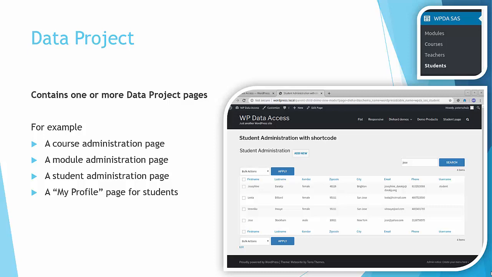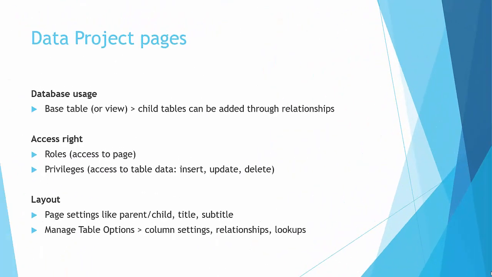Keep in mind that if you want to show your pages on your website, then you have to use a shortcode for every page. Now, a page has some items, and one of the most important, I guess, is the base table item. So let's say if you create a student administration page, then the student table is the base table. You can also define some access rights.